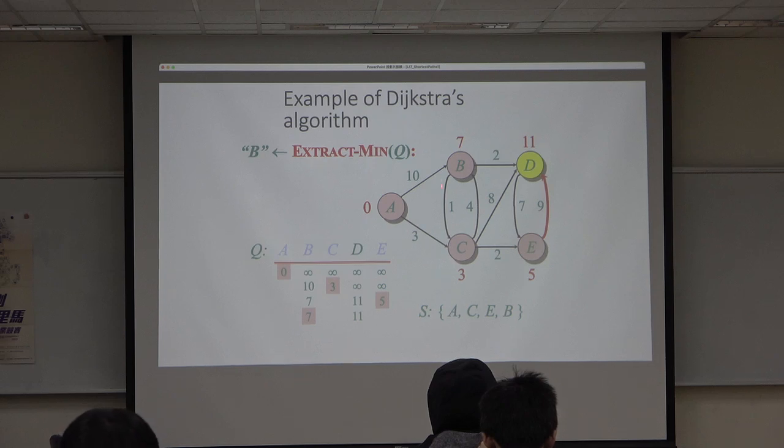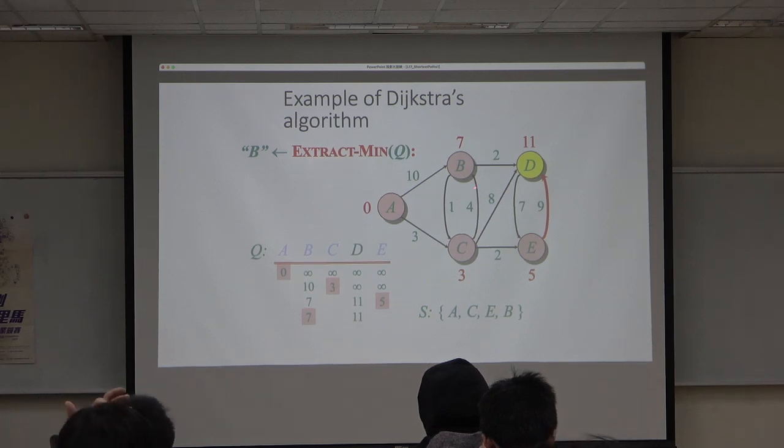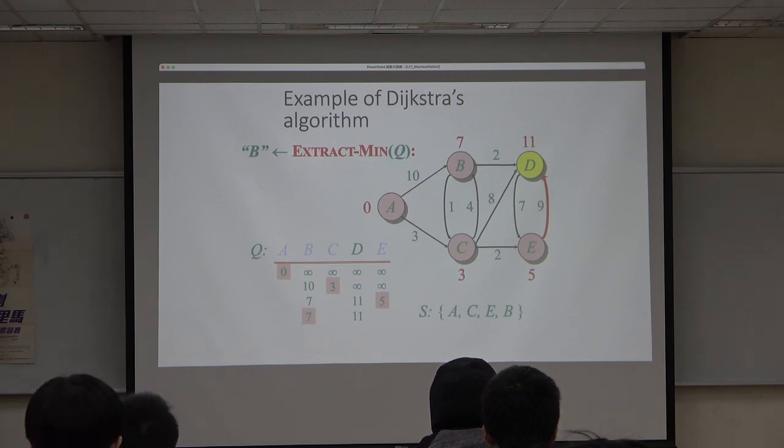ACB. And then for B, it has several neighbors. It has C, it has D, right? So C, look here, 7 plus 1, 8. But C is already chosen, right? So you don't need to worry about it. C is no longer on the menu. You can skip that.